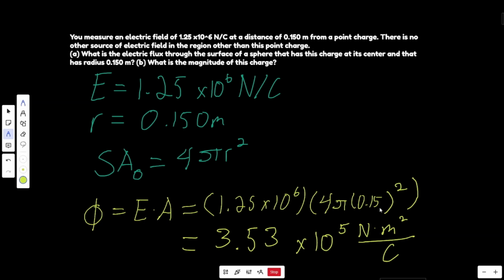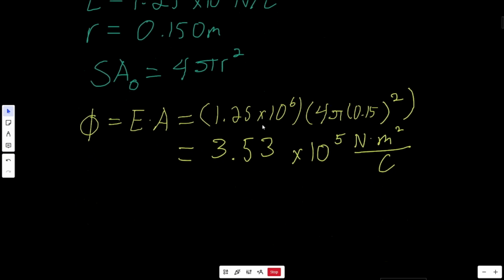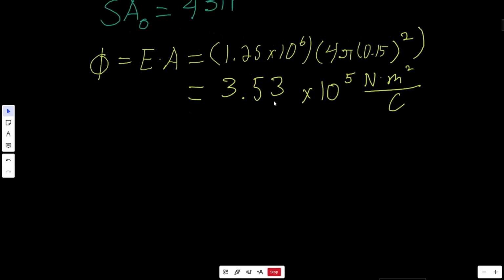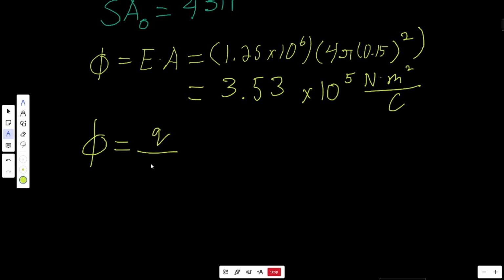And now, how do we get the magnitude of the charge? Okay, so now we have this, right? We want to get the magnitude of the charge. What formula for flux allows us to know or involves the charge? That's when we use Gauss's law. If we recall, Gauss's law says that the flux is equal to the charge over epsilon naught.